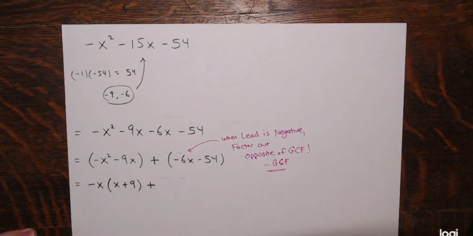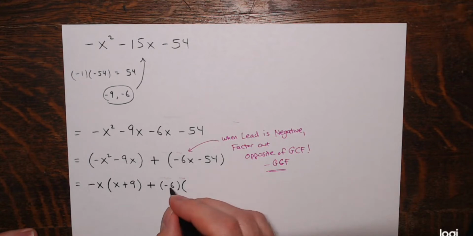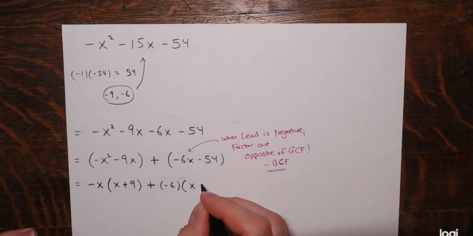Plus, and then the second set of parentheses here, negative 6x minus 54. The greatest common factor would be 6. 6 goes into both 6 and 54. But again, because the lead coefficient is negative, I'm going to factor out negative 6. My little note here: when the lead is negative, factor out the opposite of the greatest common factor. And if I pull out negative 6, what will be left over in here is x plus 9.